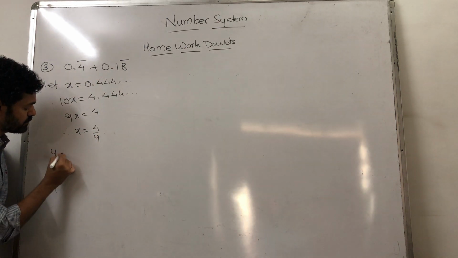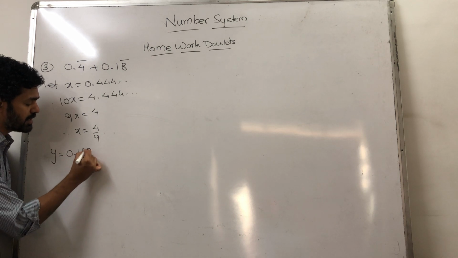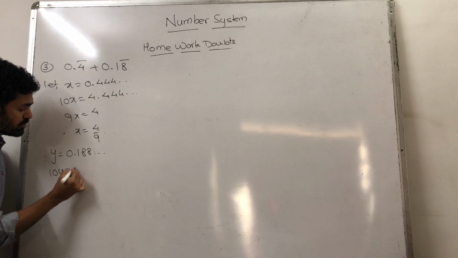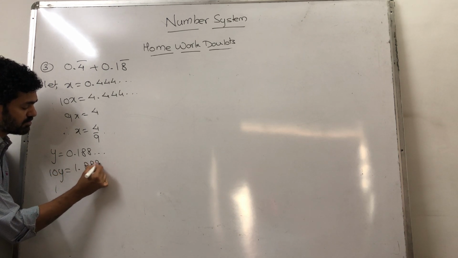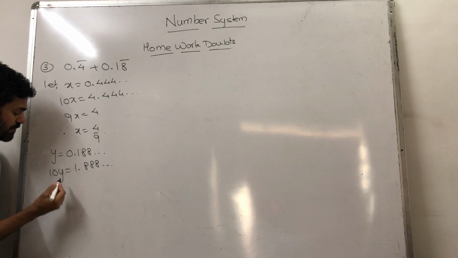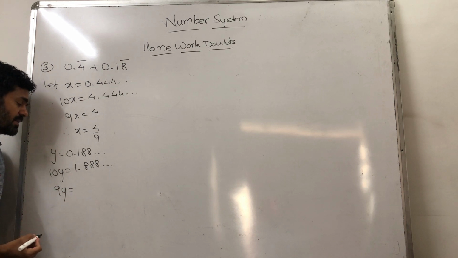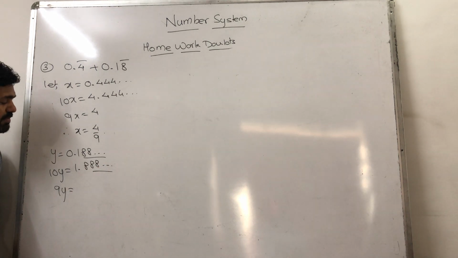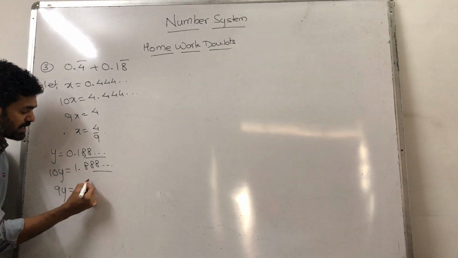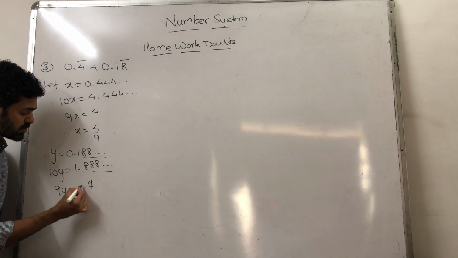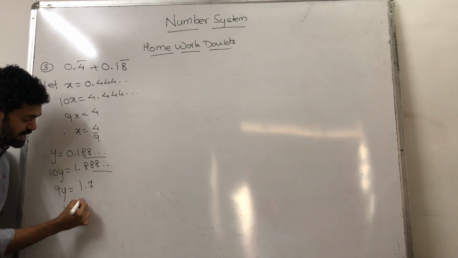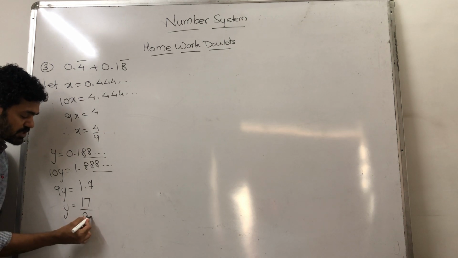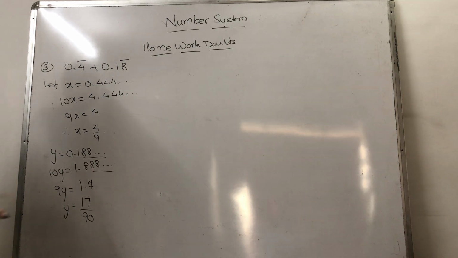y equals 0.1 bar 8 can be written as 0.1888. A single digit is getting repeated. Multiply by 10 on both sides: 1.888. If you subtract, 10y minus y is 9y. You notice that from the second digit you have the same number, so it gets cancelled. 8 minus 1 would be 7, 1 minus 0 is 1. So you get y as 1.7 by 9. If you remove the decimal, you multiply by 10, so y is 17 by 90.